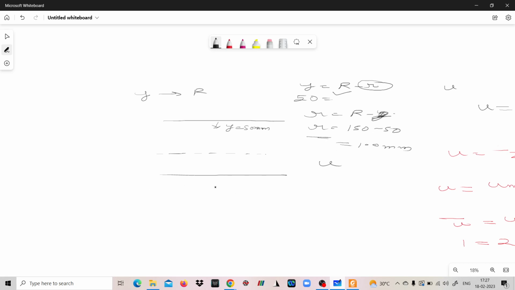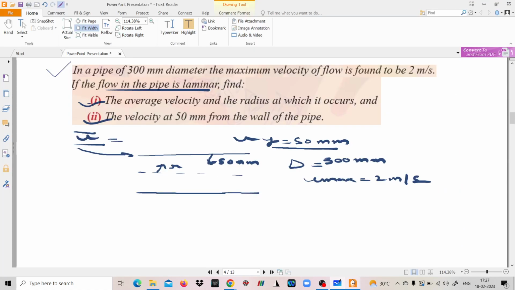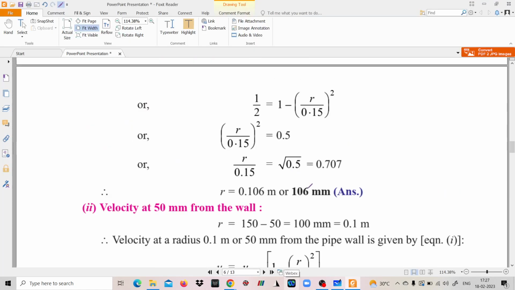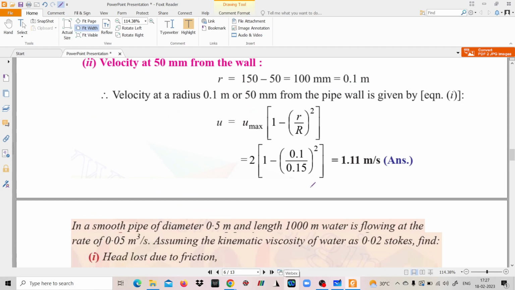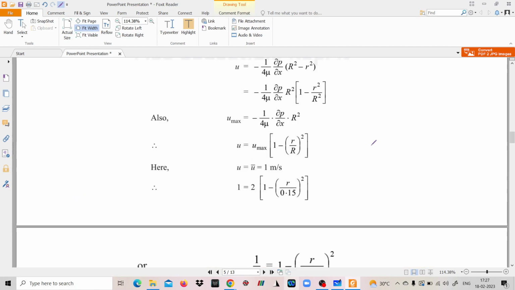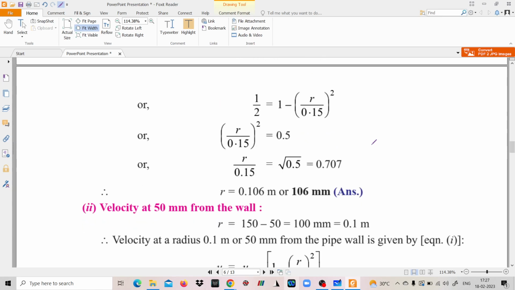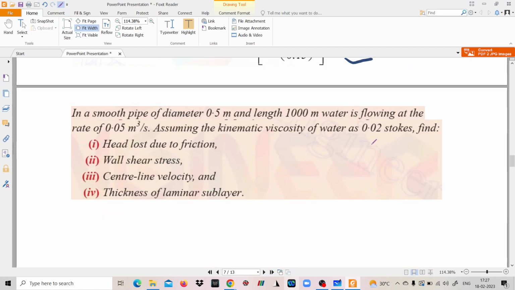So how can you find this? Very easily again, U is equal to U max (1 minus r square by R square). Okay, so the value of r is 100 mm or 0.1 meter. So if you use that, it is approximately 1.11 meter per second. Okay. So I hope this problem is clear. Any doubt? Again, this was a very simple problem.